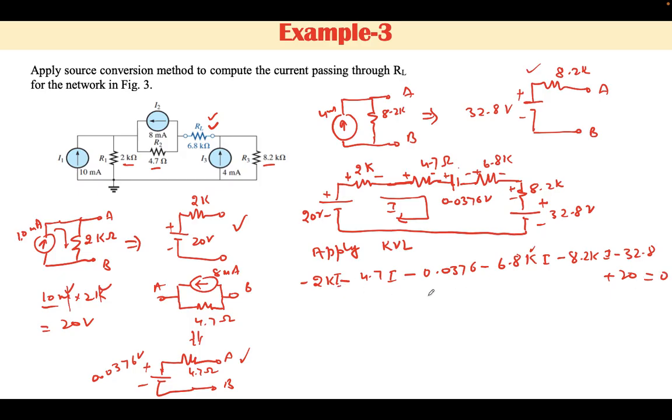Rearrange this equation for I. It will be equal to minus of 2.8376 divided by 17004.7, which is equal to minus 0.7549 milliampere.